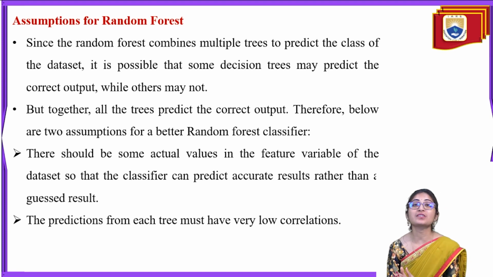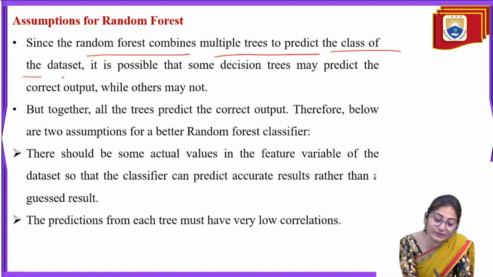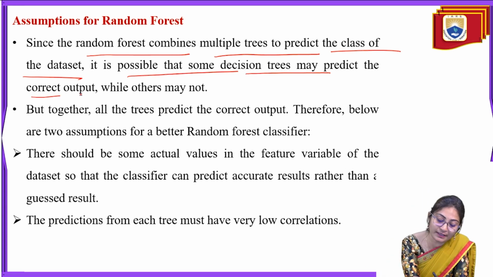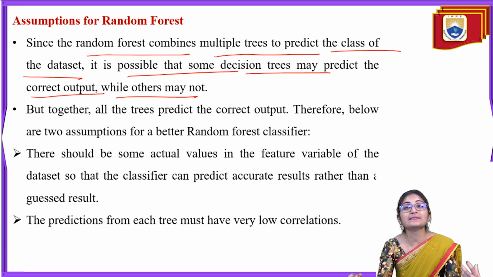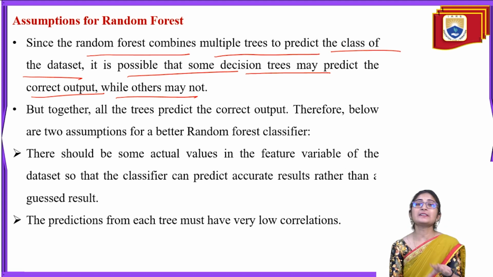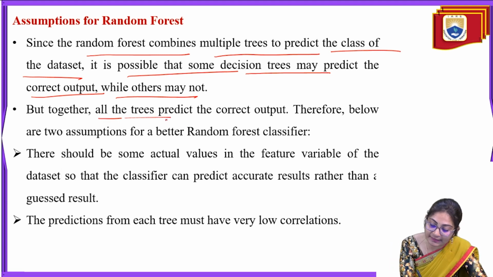Now there are some assumptions for the random forest. Since the random forest combines multiple trees to predict the class of the data set, it is possible that some decision trees may predict the correct output while others may not. Actually, random forest combines multiple trees for predicting the class of the data set. And sometimes it's possible that some decision trees may predict the correct output and sometimes may not. But together, all the trees predict the correct output.